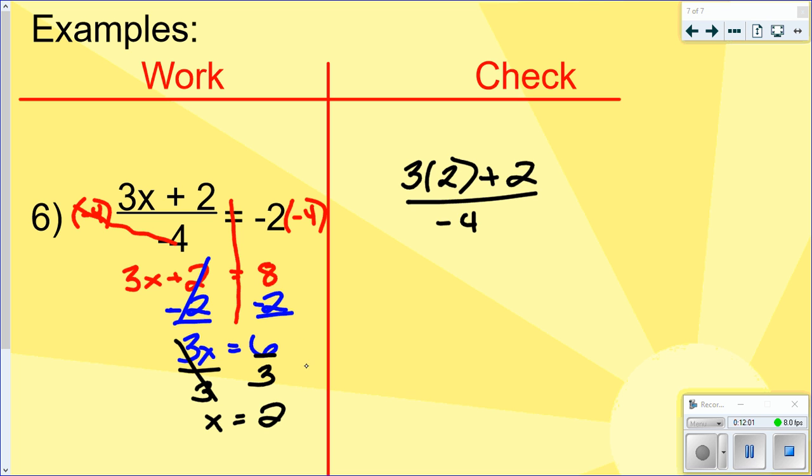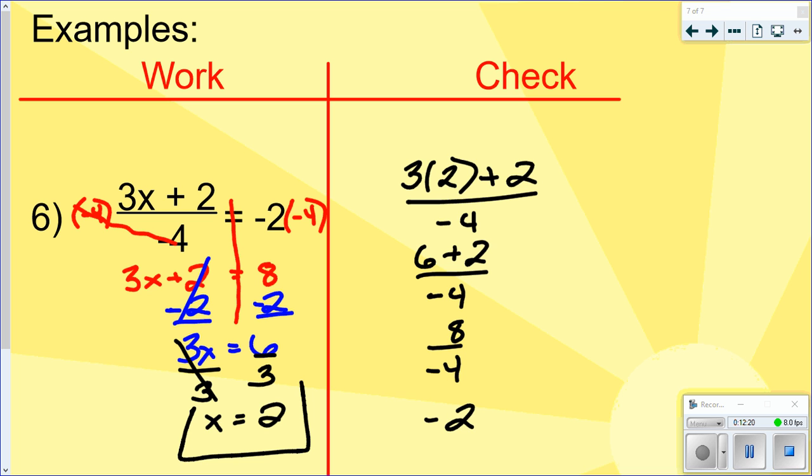So I just plugged in 2 for x. I'm going to see if this is equal to -2. So 3 times 2 is 6. So I have 6 plus 2 divided by -4. 6 plus 2 is 8. And so 8 divided by -4 is -2, which is what I wanted. So that is the correct answer, that x equals 2.